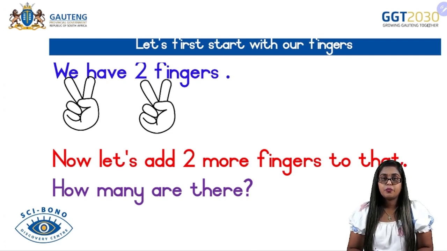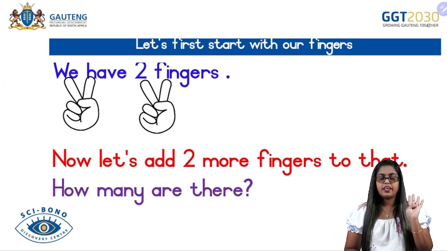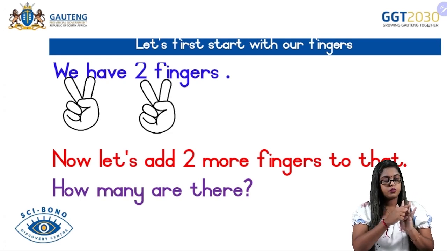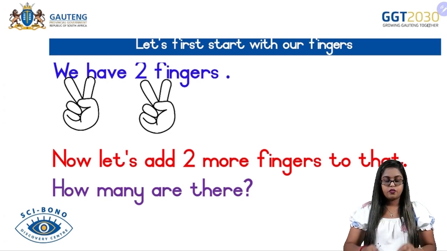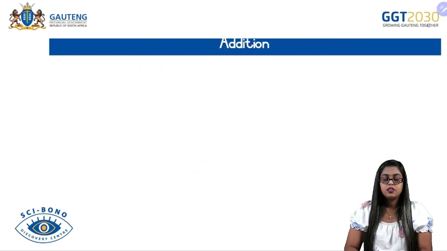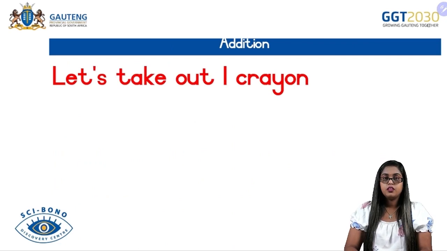Did you get the same number? If you've used the other hand, that's fine as well. Let's count them. 1, 2, 3, and 4. Did you all get 4 fingers? Good job. So as you will see on your screen, we have stopped with our fingers and we are now going to take out objects.